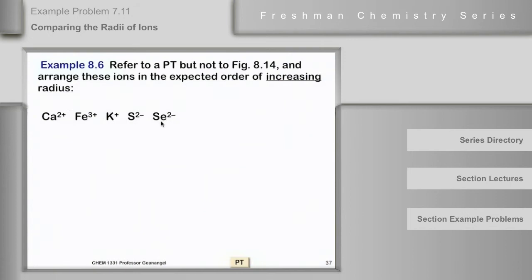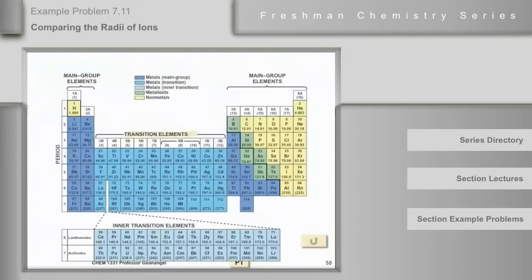Selenium is below sulfur. I can bring this up. Here's selenium right here. So selenide ion is going to be larger than sulfide ion for the same reason that selenium is larger than sulfur. Higher n value. So the largest one out of this group will be an anion, and it will have to be the selenide ion, Se2 minus, because there are only two anions, and sulfide ion is definitely smaller.